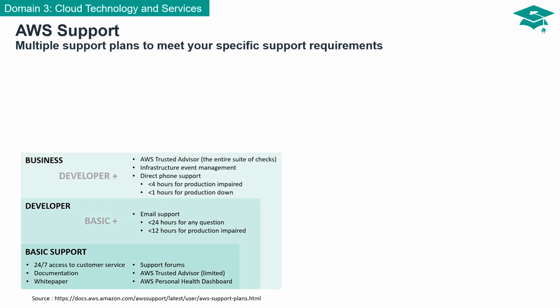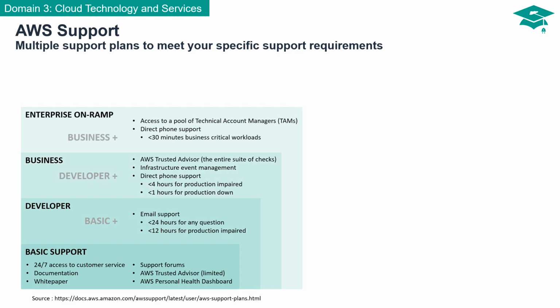Business Support Plan. It includes all features of Developer Support Plan. You will also get full access to AWS Trusted Advisor, infrastructure event management to proactively handle and prevent issues, direct phone support with a commitment of less than 4 hours for production impaired issues and less than 1 hour for production down scenarios.